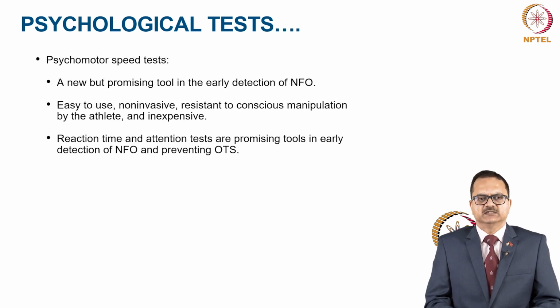Psychomotor speed test. This is a new but promising tool in the early detection of non-functional overreaching. It's easy to use, non-invasive, resistant to conscious manipulation by the athlete, and cheap. Reaction time and attention tests are promising tools in the early detection of non-functional overreaching and for prevention of overtraining syndrome.